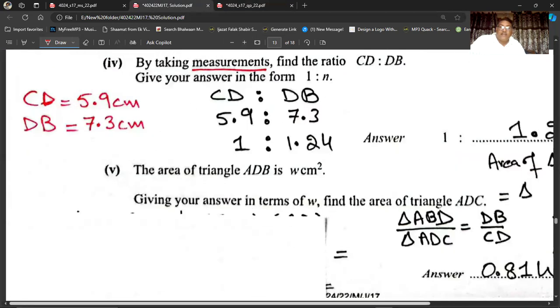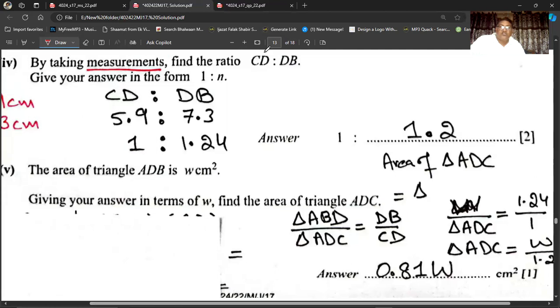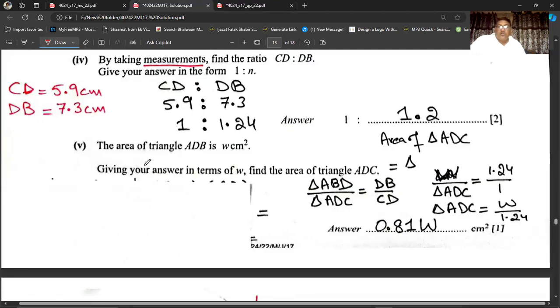The ratio of their areas is simply equal to the ratio of their bases. So the area of triangle ABD divided by the area of triangle ADC, which is the question, is equal to DB divided by CD, their bases. The area of ABD is W, the area of triangle ADC is the question, and DB divided by CD is 1.24 over 1.